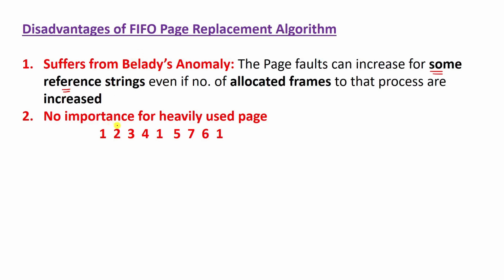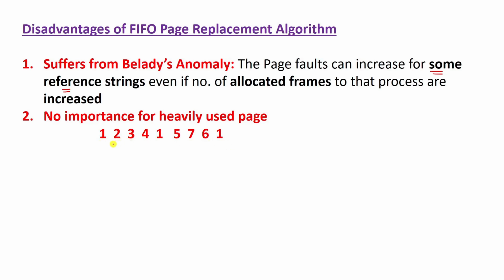The next disadvantage is that in FIFO, no importance is given to a heavily used page. FIFO just looks at which page came first in memory, that is the oldest page, and replaces that page. It is a straightforward page replacement algorithm. So if a particular page is used a lot, FIFO does not take that into account. It simply replaces the oldest page, the one that came first in memory. For example, let's say we have this reference string.